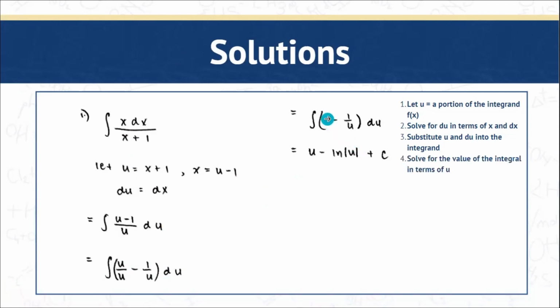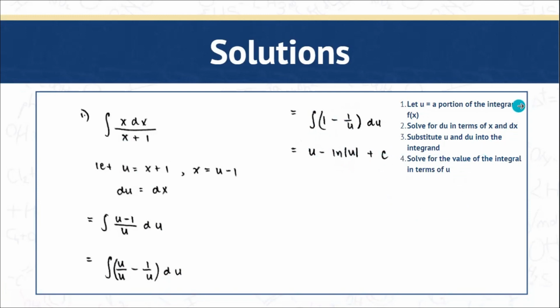Further simplifying this, we'll have the integral of 1 minus 1 over u du. And then the integral of 1 is just u. The integral of 1 over u is the natural logarithm of the absolute value of u. And then, of course, we'll have to add the constant of integration c.